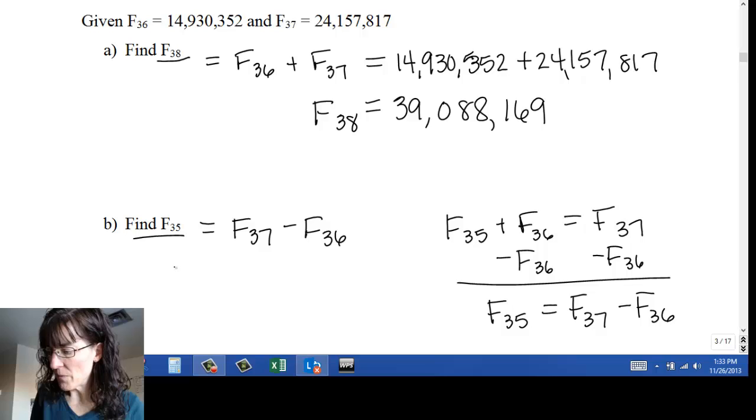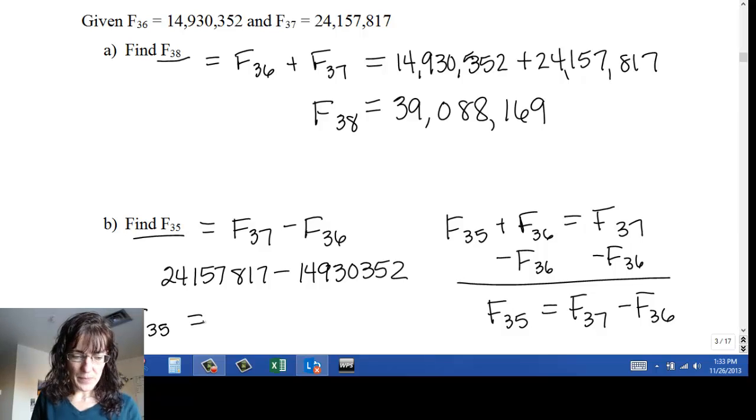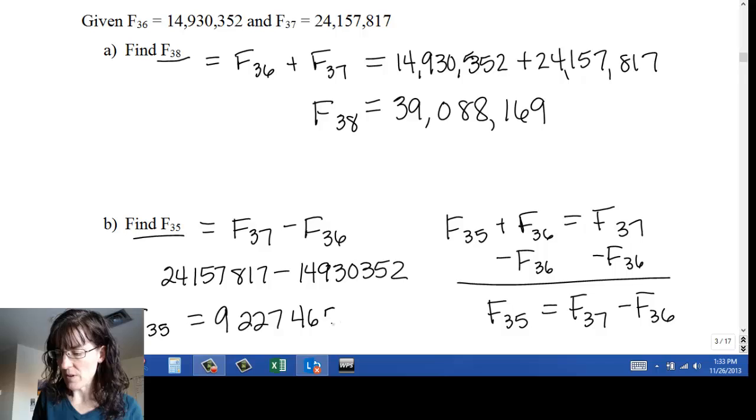So when I do that, I have 24,157,817 minus 14,930,352, and then I end up with F sub 35 equals 9,227,465. Imagine if bunnies really did reproduce that quickly.